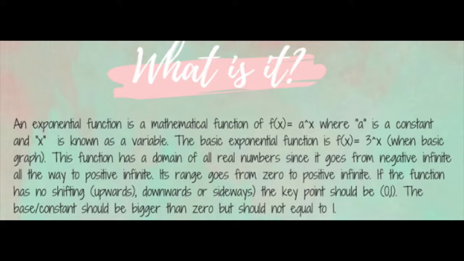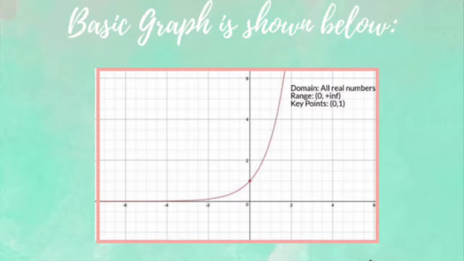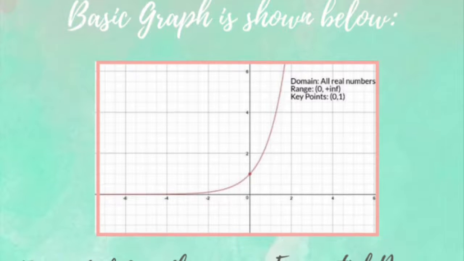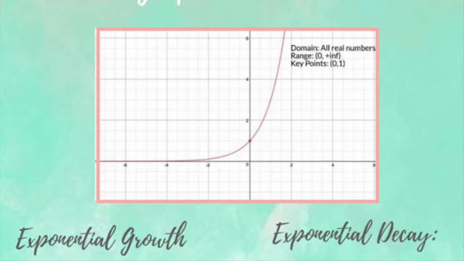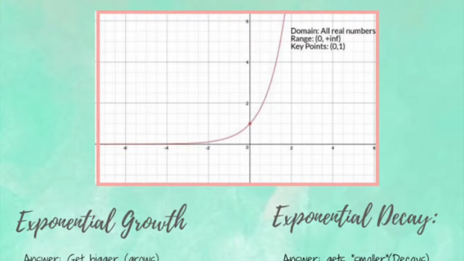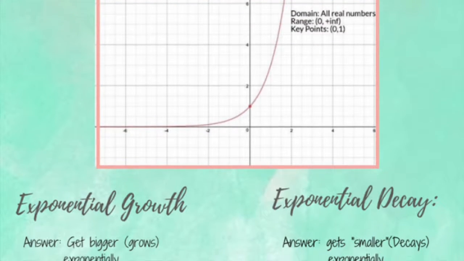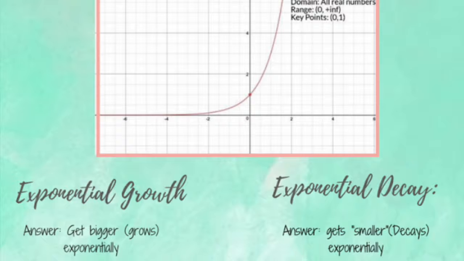If the function has no shifting, upwards, downwards, or sideways, the key point should be (0,1). The base, or constant, should be bigger than 0 but should not be equal to 1. The basic graph is shown below. Exponential growth: the answer gets bigger, or grows exponentially. Exponential decay: the answer gets smaller, decays exponentially.